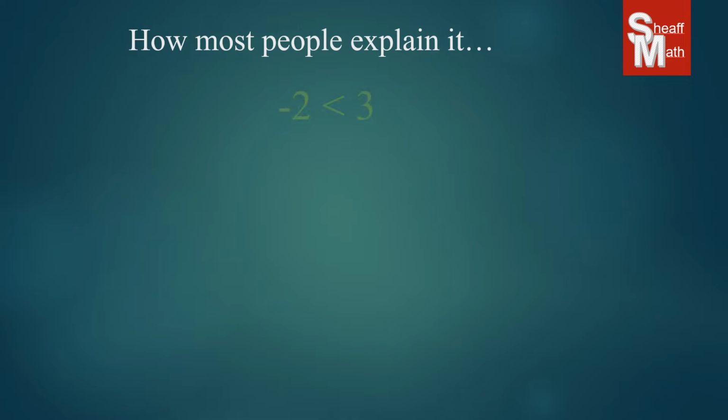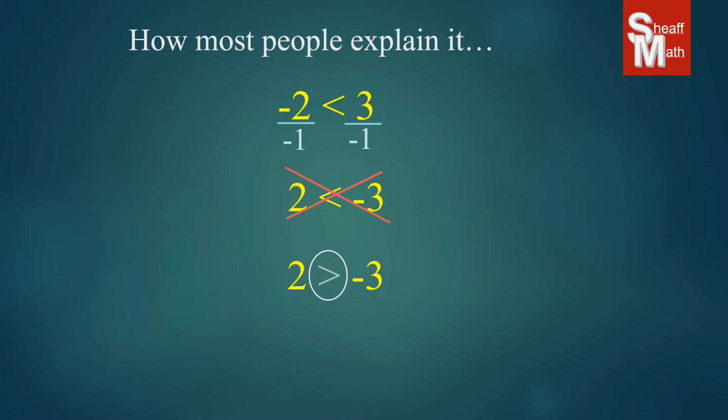What they'll do is they will give you an inequality like this. -2 is less than 3. And we know that that is a true statement. And then they say, if I divide a negative on both sides or multiply negative on both sides, I will get this. But we know that 2 is not less than -3. So we must have to change that sign. And so this is a good example, but it's not an explanation of why.